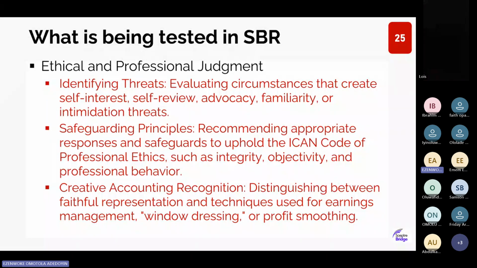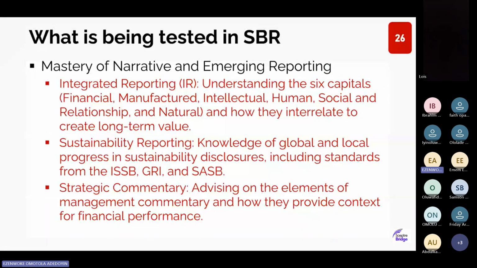And then mastery of narrative and emerging reporting, right? You need to know your integrated reporting. You need to understand what it means. And this is just beyond your pack, right? You need to read beyond your pack because things are moving, additions are coming in every time. Sustainability reporting, very important. Ability to advise on the elements of management commentary and how they provide context for financial performance. What are those management commentary? Those things the management will write, included in the financial reports. How are you able to digest that information, right? So these are the things.